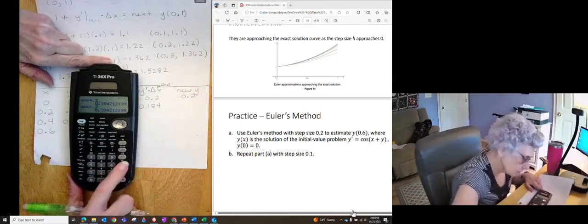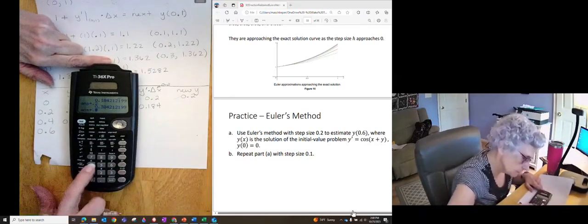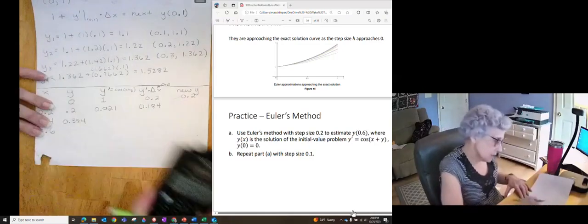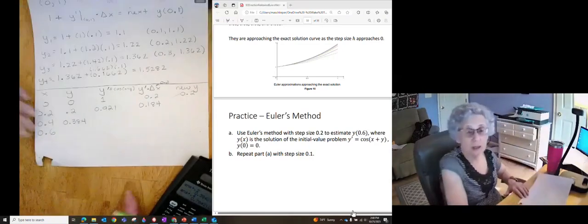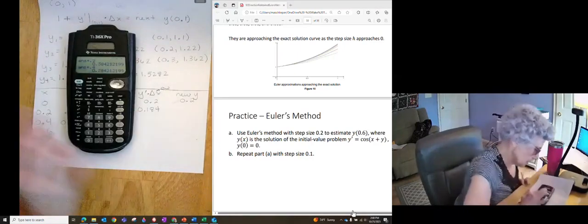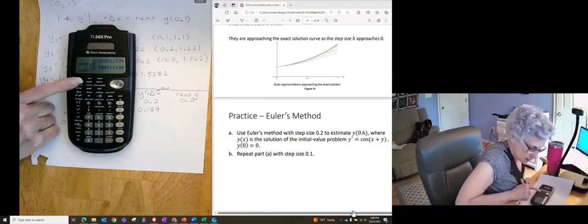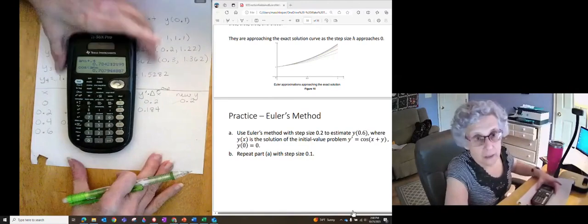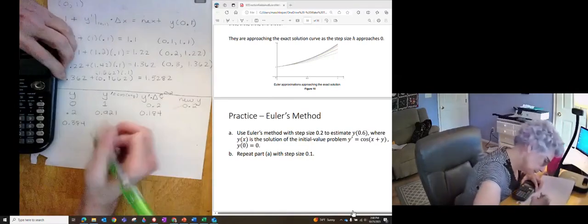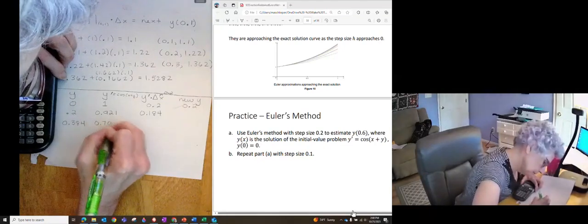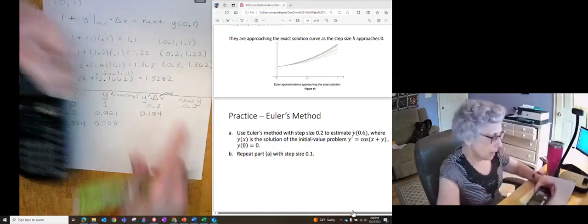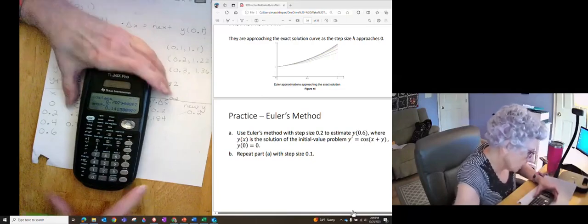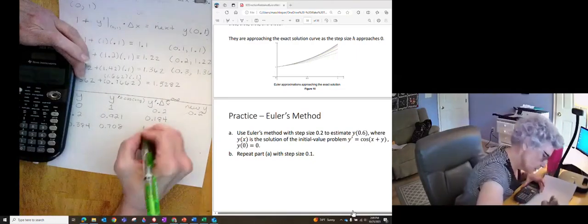I add 0.4 to it. Then what I want is the cosine of x plus y. So I do cosine second answer, and I get 0.708. I multiply that by 0.2, and I get 0.142.